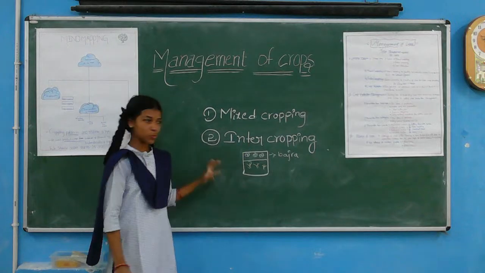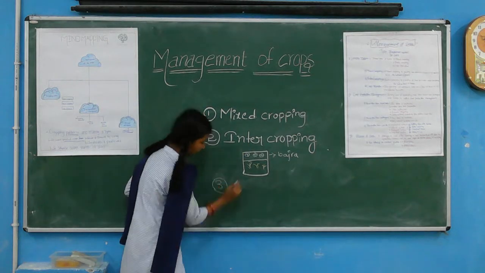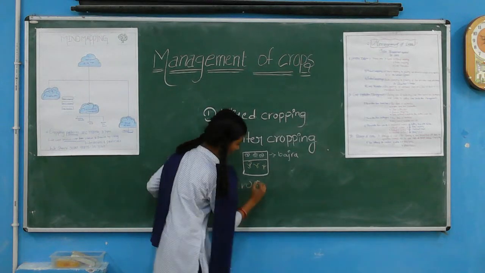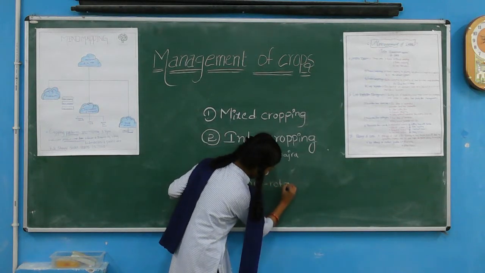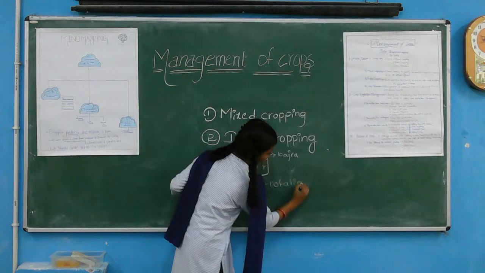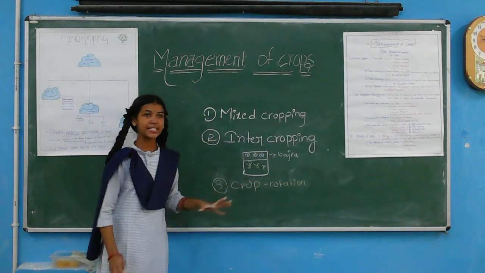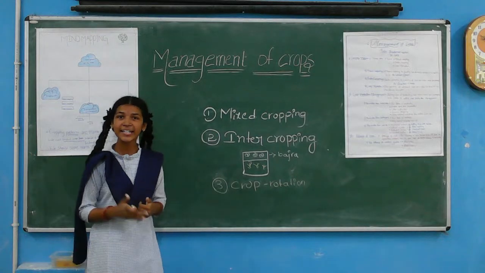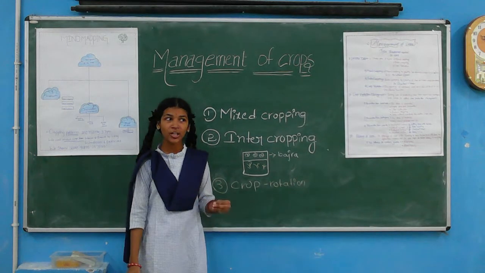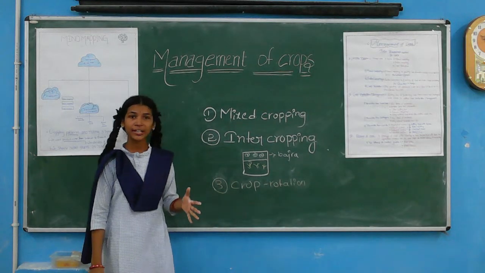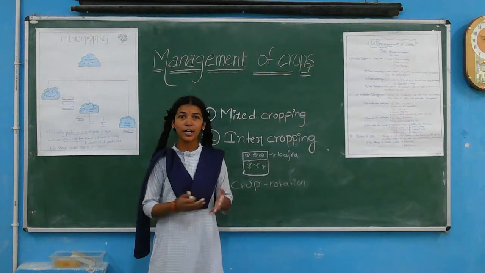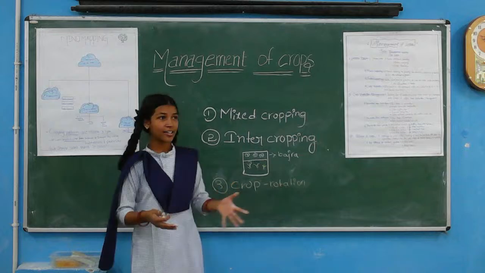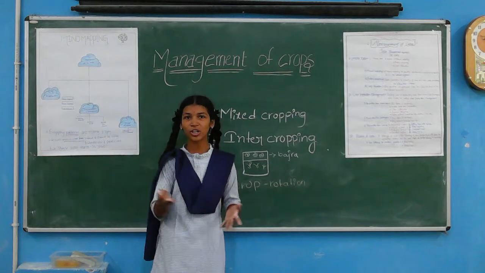And the last one, that is crop rotation. Last type of cropping pattern. Crop rotation means that we grow different types of crops in a pre-planned succession depending upon the time duration. Not only the time duration but also depending upon the irrigation facilities and the moisture facilities.